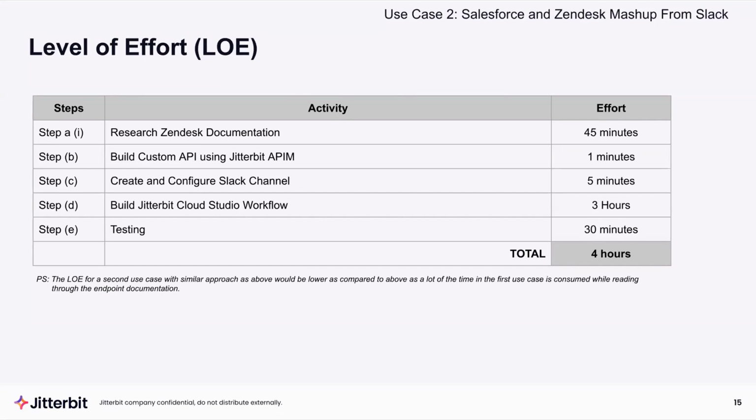And then the bulk of the work, again, is in the Jitterbit Cloud Studio. We're already speeding up our development because of what we learned from use case number 1, specifically what the structure of that message coming from Slack looks like and how to parse that out. So we're already gaining some ground there on how that message can be parsed quickly. So it's roughly 4 hours for this particular use case.